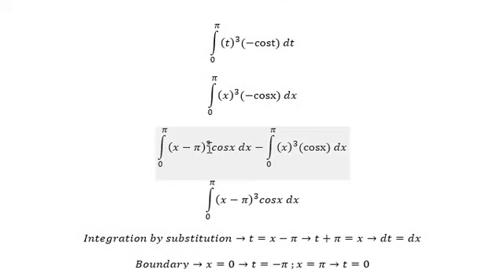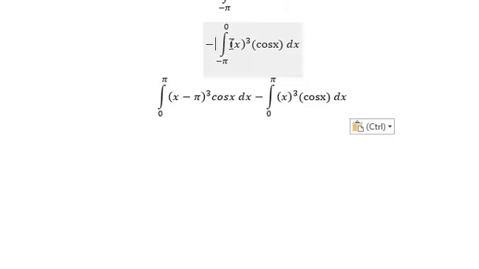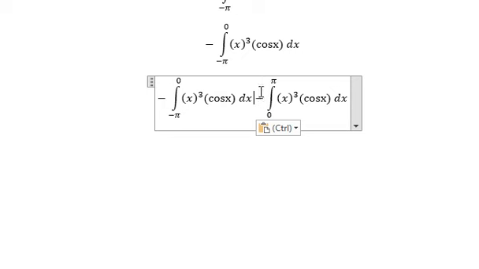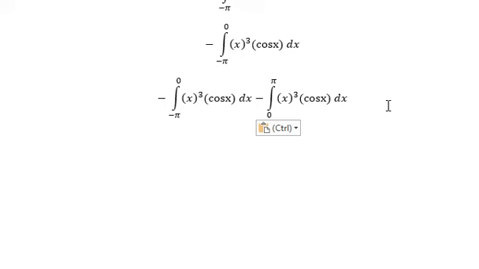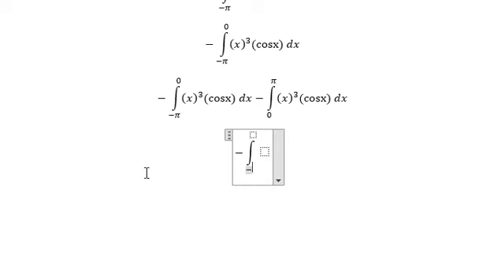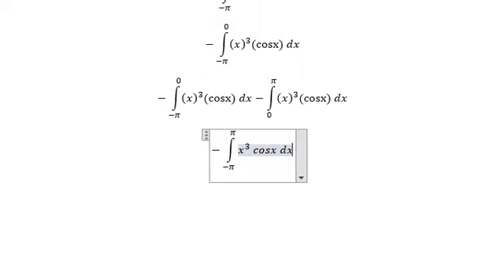So we will combine this one in here. We change this one, and we see that from negative b to positive b, we combine together, and you will get negative the integral from negative b to positive b of s to the power of 3 cosine s ds.